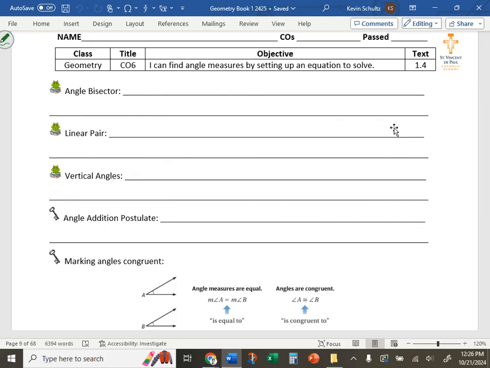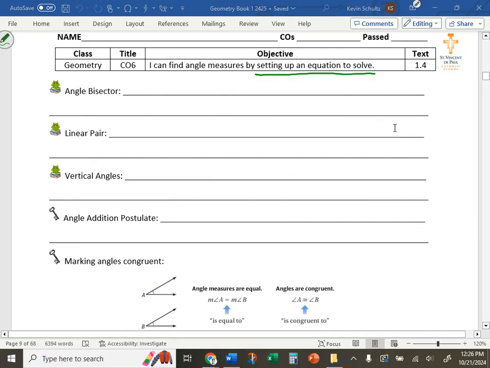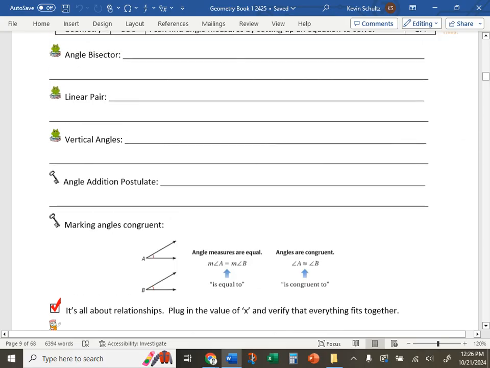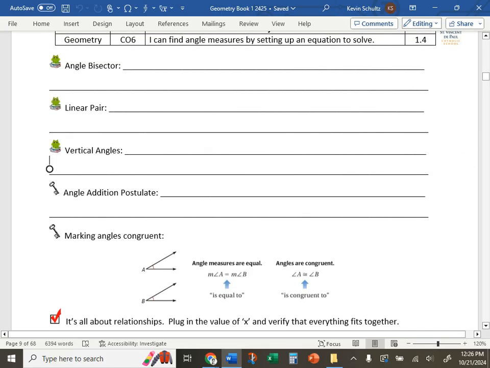We are going to start CO6, which is finding angle measures by setting up an equation to solve. What does this phrase right here mean we're using today? Setting up algebra, right? Whenever you talk about an equation and solving, we are going back to a little bit of algebra. Like I said before I started recording, geometry is the study of relationships, so you've got these new words, these new terms. You need to know what these mean, because without these, it's tough to know what the relationship is. And without knowing what the relationship is, you can't set up an equation. Okay? So it's all intertwined.